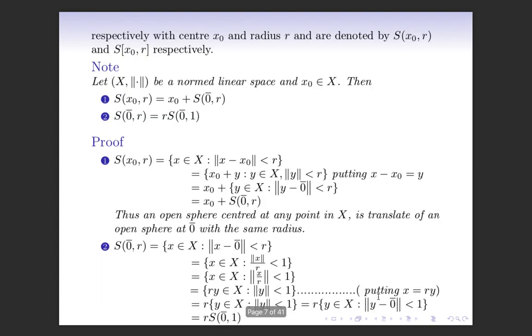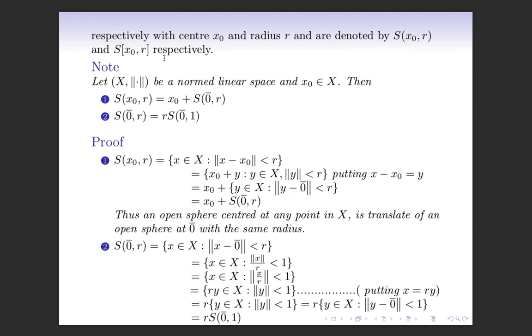We use similar notations for open sphere and closed sphere. Open sphere is denoted by S of small bracket x naught comma r, and closed sphere is denoted by S of close square bracket x naught comma r, where x naught is center and radius is r.